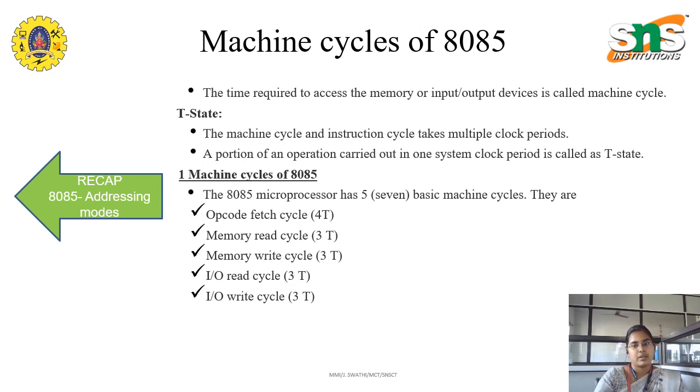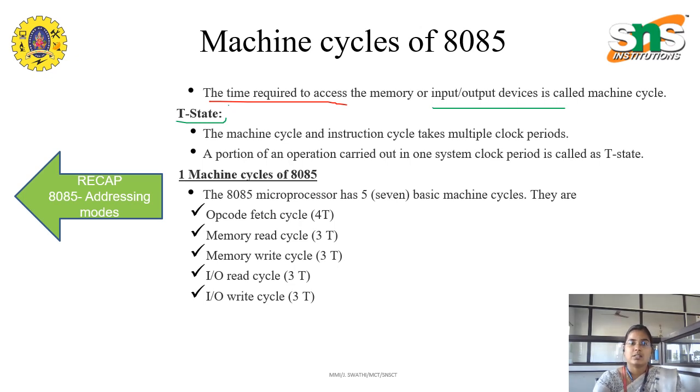for each instruction, right? So a machine cycle is nothing but the time required to access the memory or input output device. What is the T state? Now we know that a machine cycle is the time taken by the device to access the memory or input output. So what is this T state?